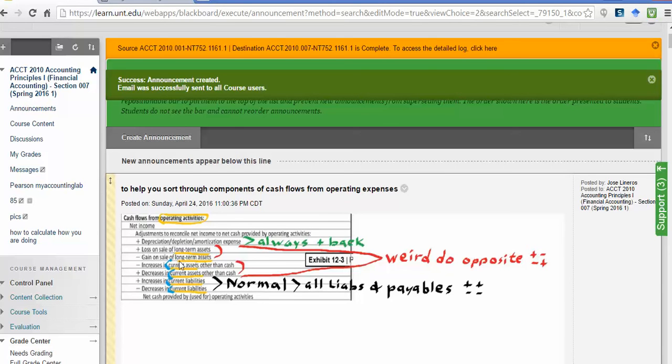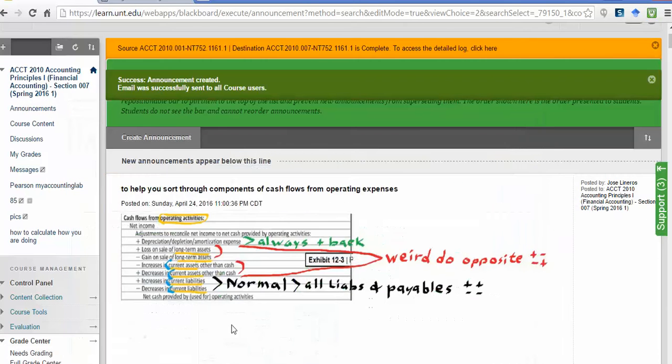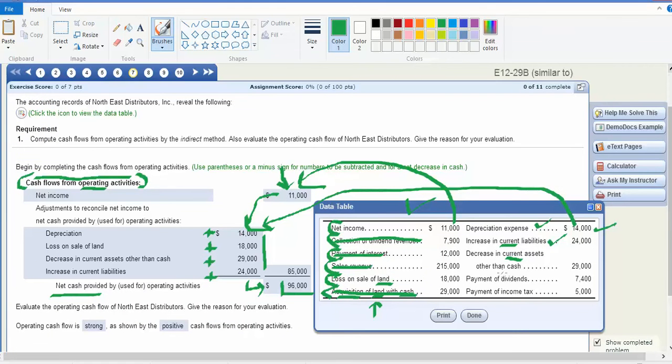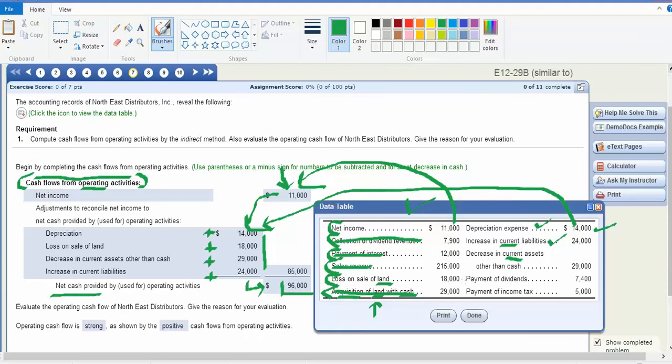Everything else acts weird. And then long-term assets, if you see a change in long-term assets, don't immediately go, oh, long-term assets, I've got to do something. It's only if there's a loss or a gain on the sale of that long-term asset. Otherwise, it has nothing to do with this. Look at this, and you can see, I'll keep going here. Payment of dividends is no different than receipt of dividends. Where in the world does it say anything about dividends here? This has nothing to do with operating.